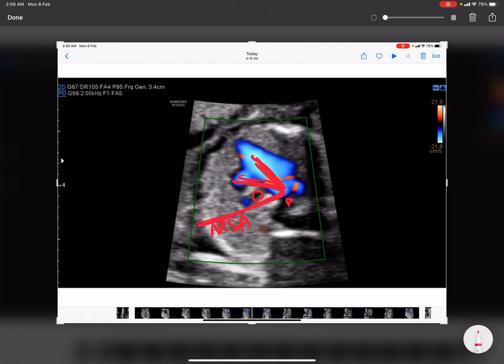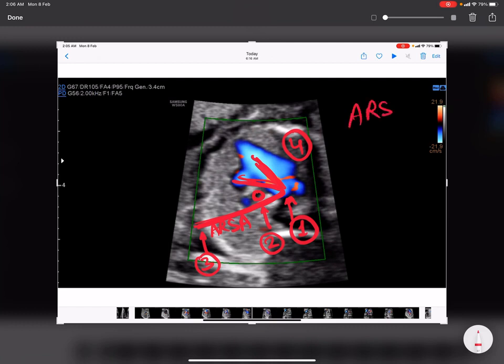Okay, first point. Second point is that aberrant right subclavian artery would come posterior to the trachea. Third point is that it would take a straight course. So these are the 3 points, or rather 4 points, to be looked for in ARSA.